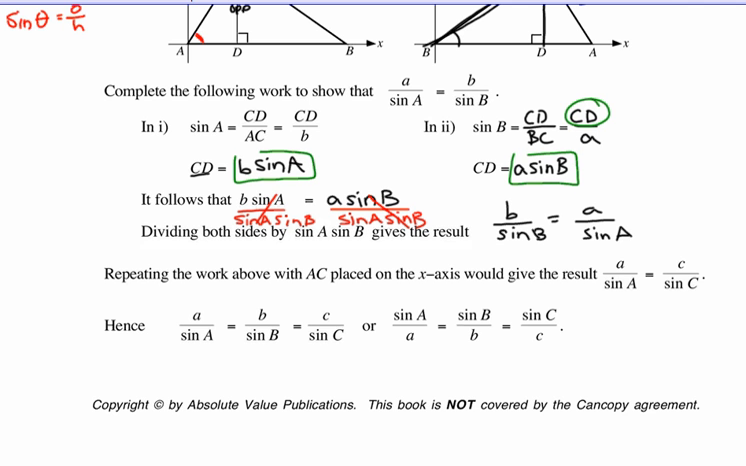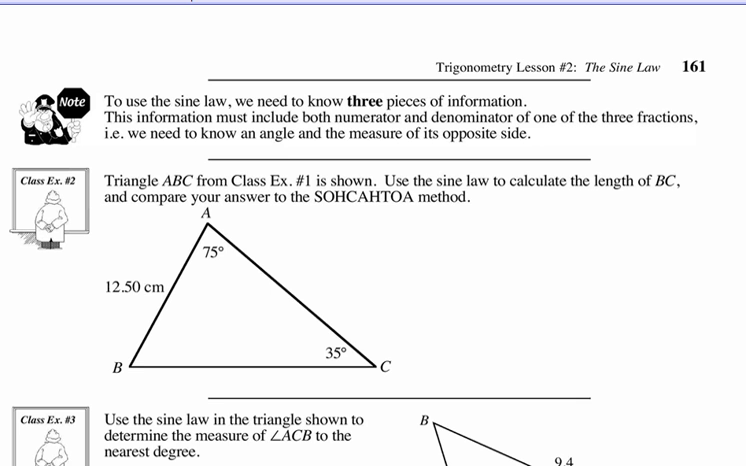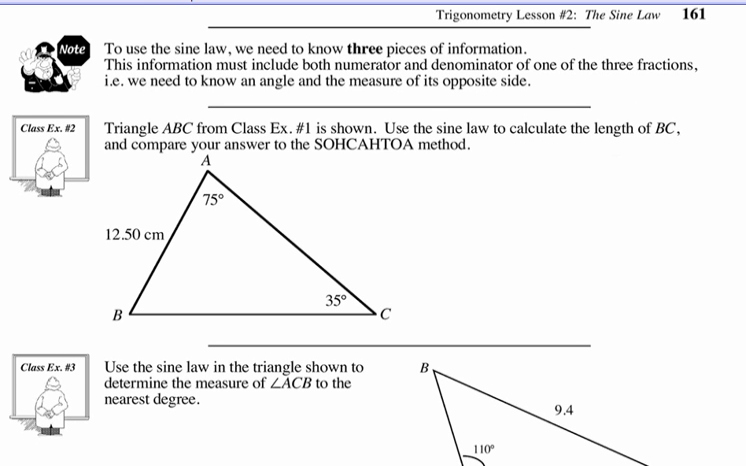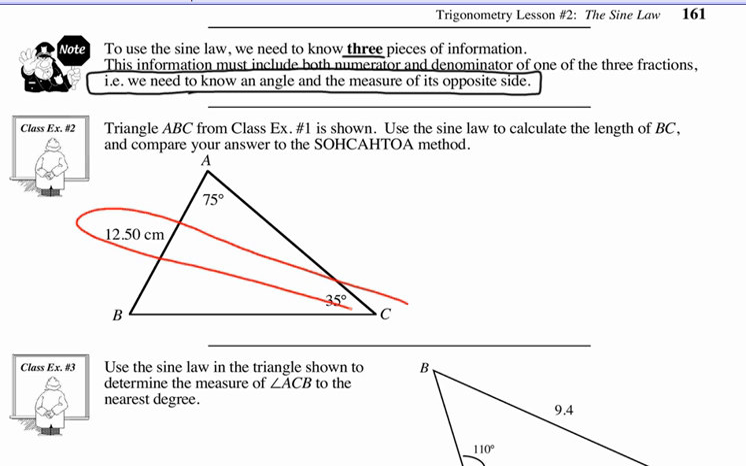So let's practice using the formula. So when do we use this? Well, we have to know three pieces of information. Specifically, we need to know one angle and its opposite side. So looking at example 2, do we know an angle and its opposite side? Ooh, yes, we do. Remember, it's like making that x. We know an angle and its opposite side, and we need one other piece of information. We know angle A, so we could find its opposite side.